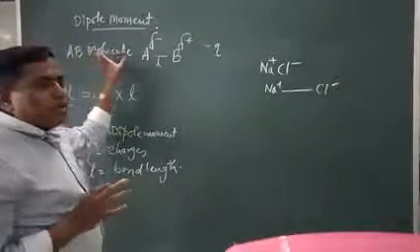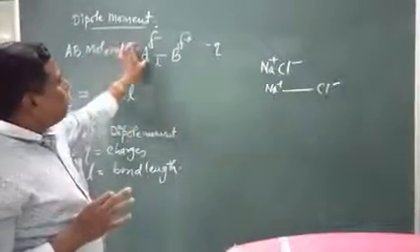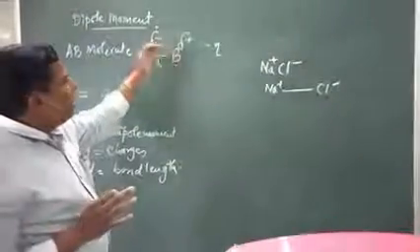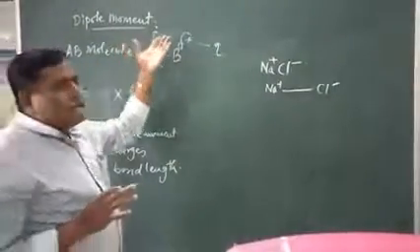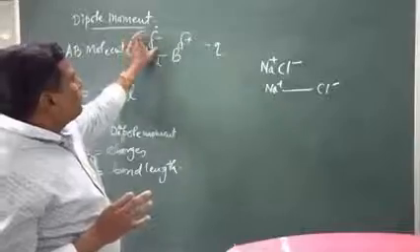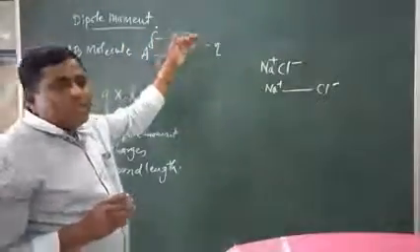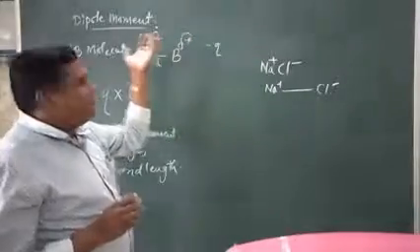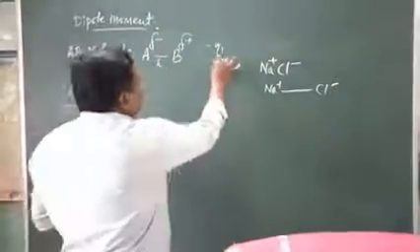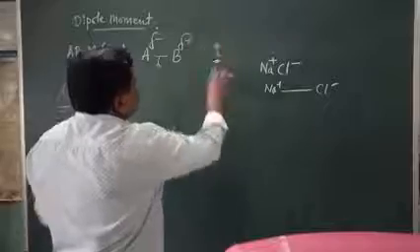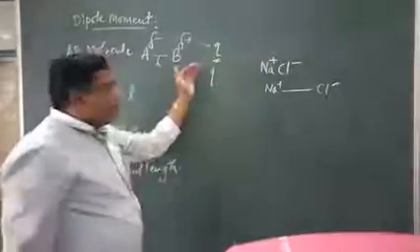In the case of an AB molecule, what happens? This A atom and B atom, the electronegativities of the two atoms can be taken. Suppose you have delta minus and delta plus. These are the charges of the two ions, and they can be indicated by Q. The charges can be indicated as Q.